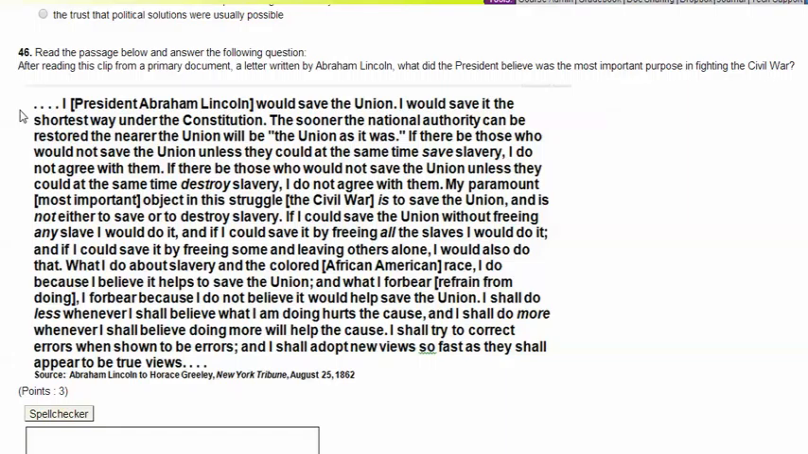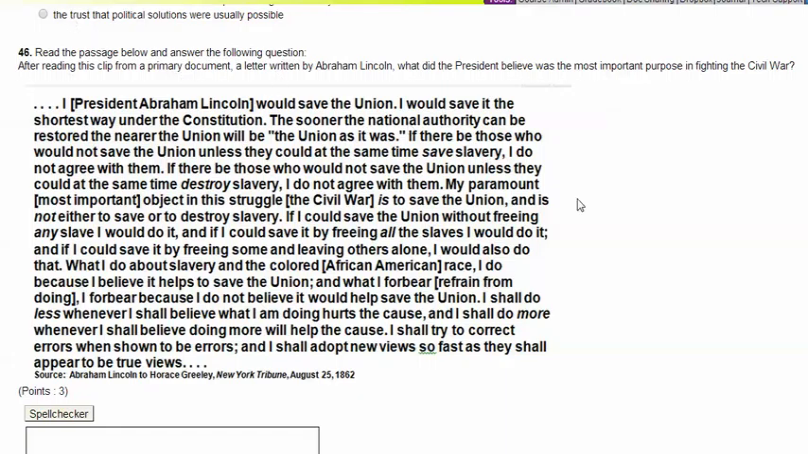I shall do less whenever I shall believe what I am doing hurts the cause, and I shall do more whenever I shall believe doing more will help the cause. I shall try to correct errors when shown to be errors, and I shall adopt new views so fast as they shall appear to be true views.